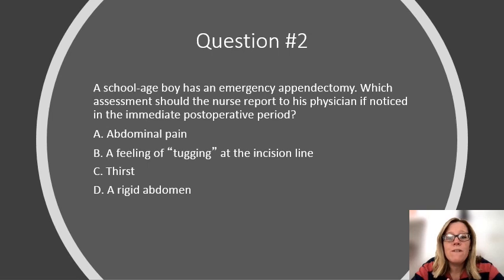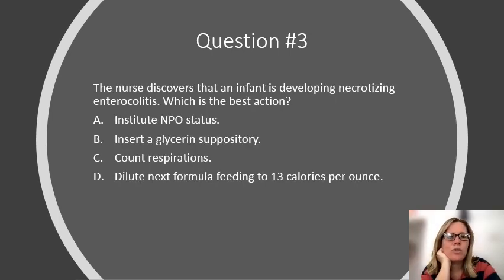Peritonitis. One of the first symptoms of peritonitis, which is the infection of the peritoneal cavity that we get concerned about when there is appendicitis and the rupture, is that tense, rigid, distended abdomen. All right, question 3. The nurse discovers that an infant is developing necrotizing enterocolitis, also known as NEC. What is the best action?